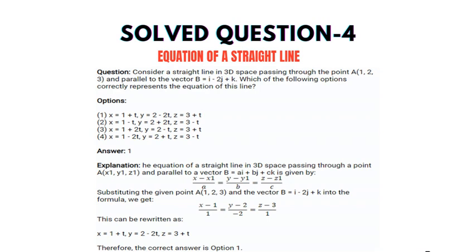Question 4 is: consider a straight line in 3D space passing through the point A and parallel to the vector b. Which of the following options correctly represents the equation of this line? Use the standard formula for the equation of a line in 3D space passing through a point and parallel to a vector.